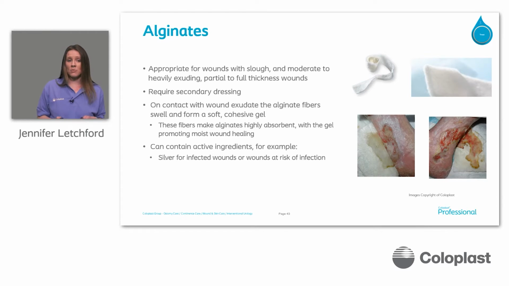Alginates can be appropriate for use with sloughy wounds or moderate to highly or heavily exuding wounds. They do require a secondary dressing, so it will need something over the top of this. On contact, these dressings turn into a cohesive gel, and these fibres are really absorbent and help to manage that wound exudate. Some of them can contain silver for infected wound management or wounds at risk of infection.